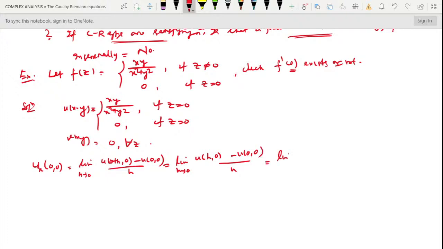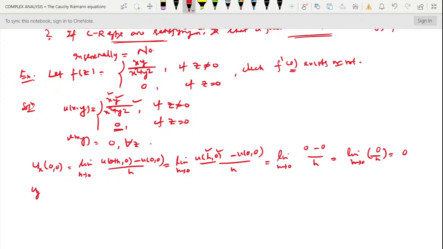So this is the limit as h goes to 0 of u(h, 0). For h non-zero, this is the value of u(x, y). So for u(h, 0), in place of x you have to put h, and in place of y you have to put 0. If you put this in, it will be 0, and u(0, 0) is 0. So this is 0 minus 0 by h. 0 minus 0 is 0 by h, and 0 by h is 0.